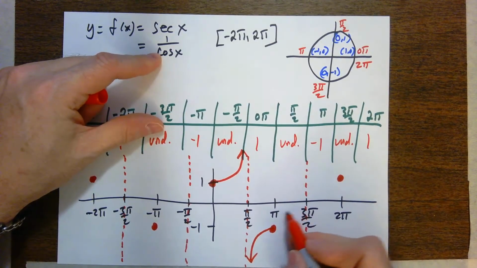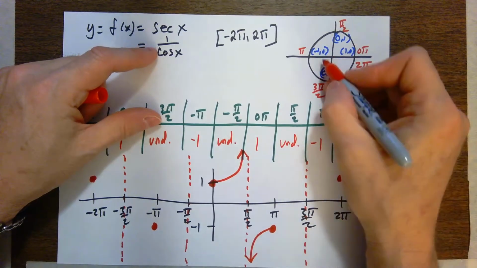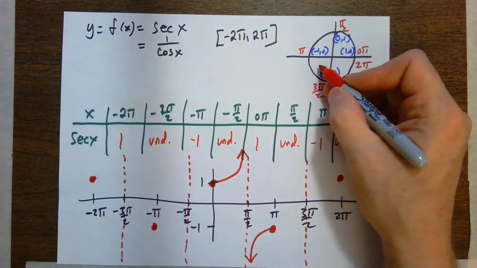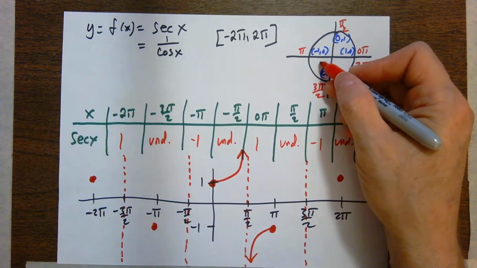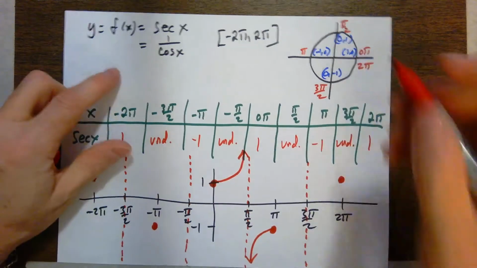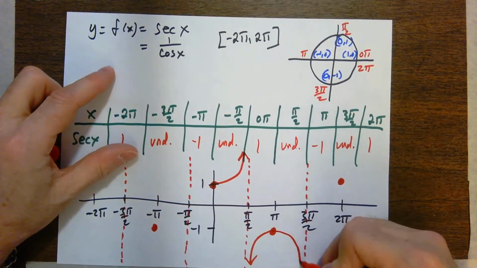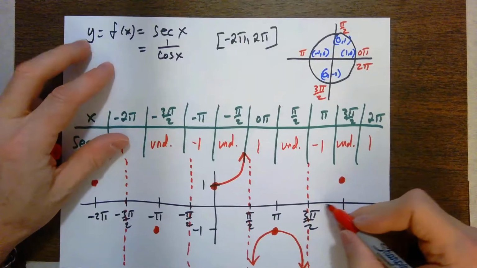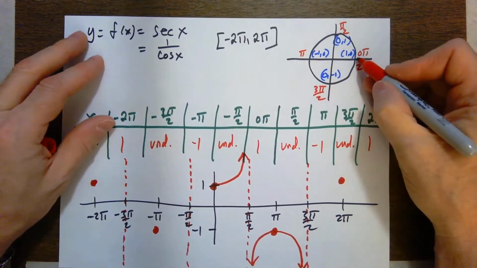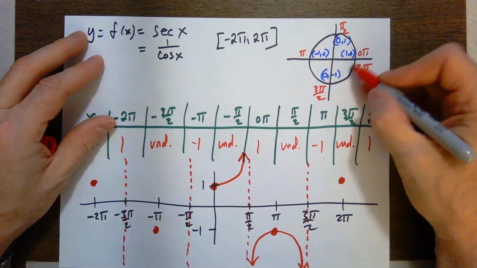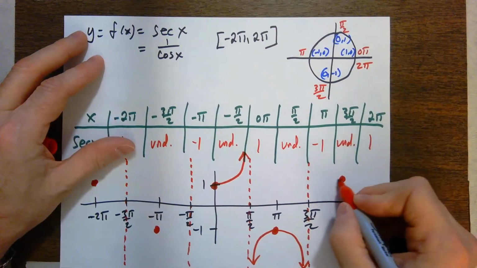How about here? In the third quadrant, again, cosine is still negative down there. So 1 over a negative number is going to be negative. Here, this represents the fourth quadrant from 3 pi over 2 to 2 pi. And cosine is positive here.